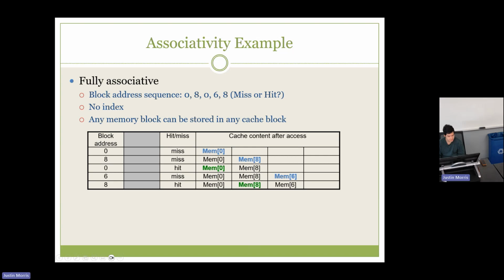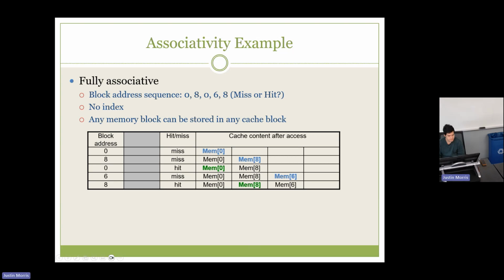Block address 8. We go to all of the cache locations. 3 of them are not valid. 1 of them is valid. Does my tag match? Nope. So I again have a miss. And I'm going to take up one of those non-valid spots, make it valid, and put memory 8 in it.